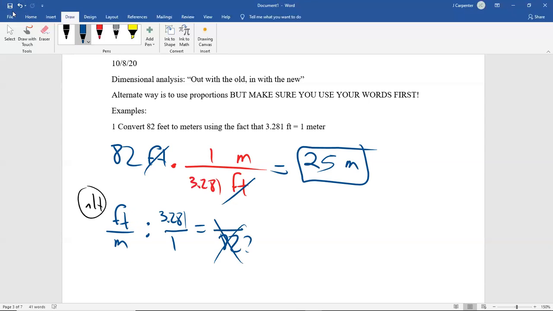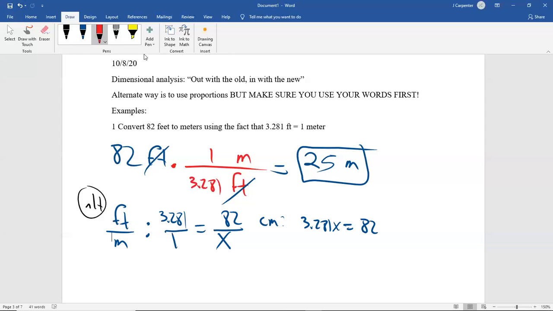Nope, because that's in the meter spot. Pay attention. It has to go in the top because it's a feet. We don't know the meters for that conversion, so there's our x. Cross multiply, and we get 3.281x is equal to 82.